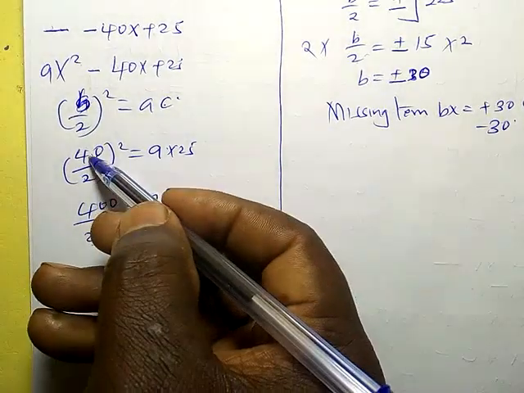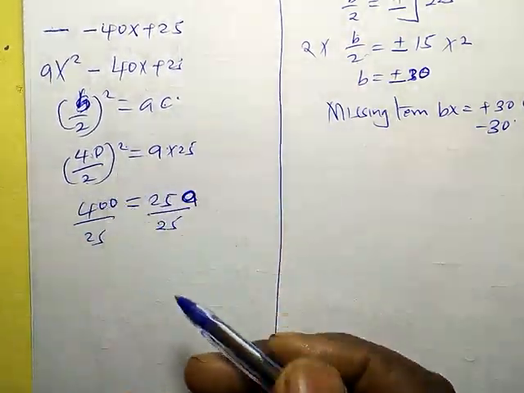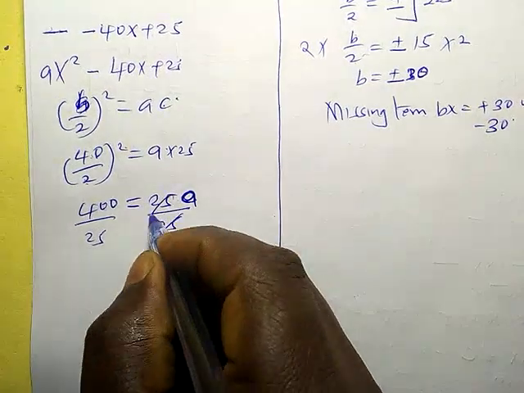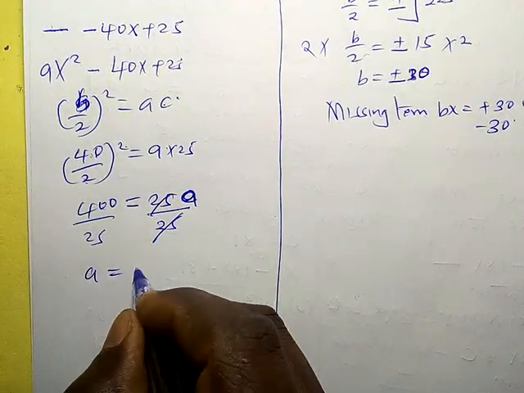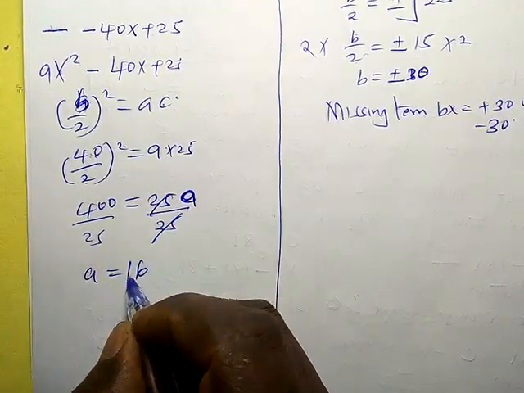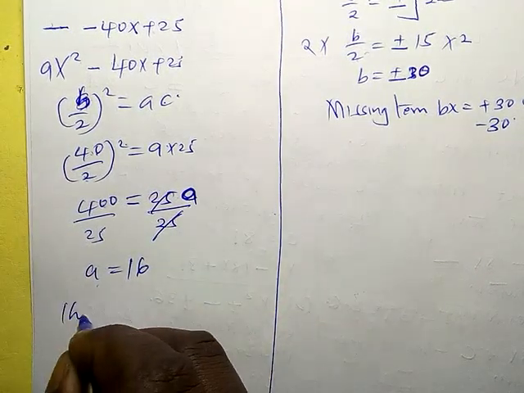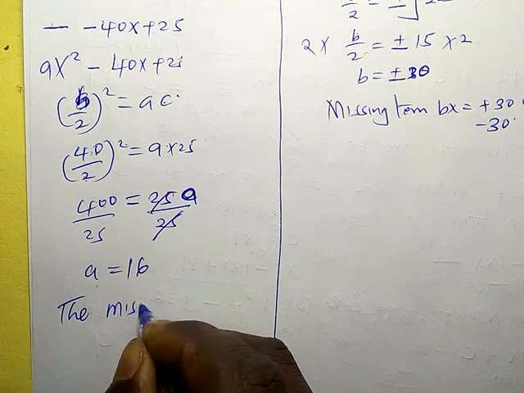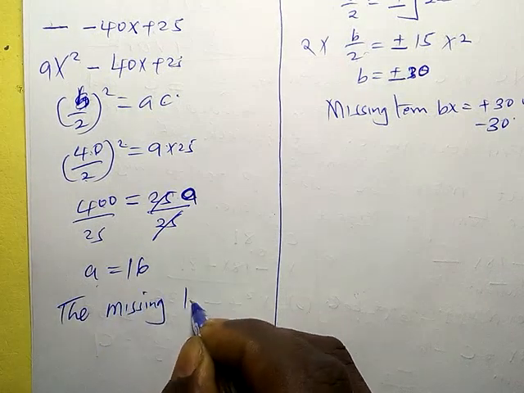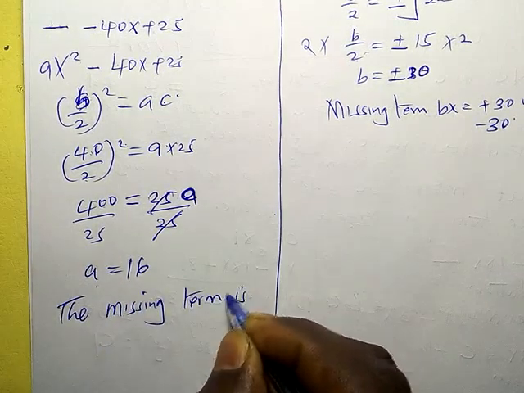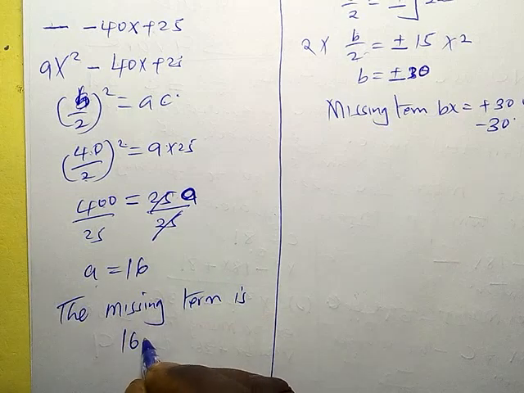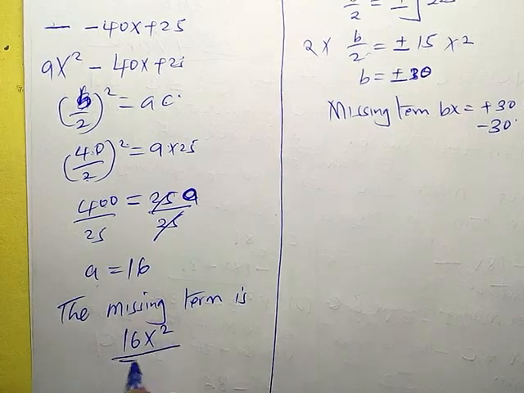400 divided by 25, I got 16. So a equals 16. So the missing term is 16x squared.